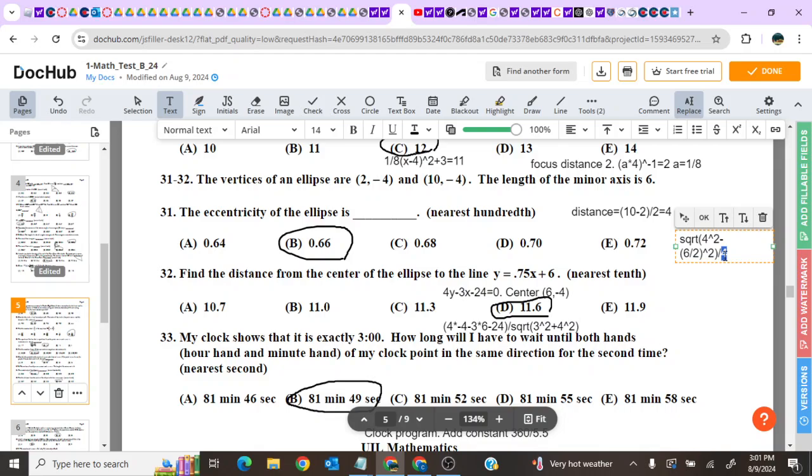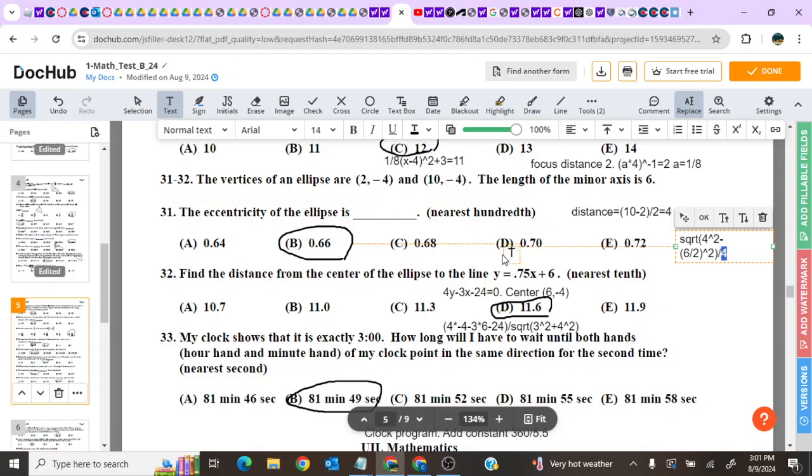And then find the distance from the center of the ellipse to that line. Well, we've done plenty of this stuff, distance from points to lines for standard form, so we have to convert this to standard form. So 4y minus 3x minus 24 is equal to 0, and the center of the ellipse isn't very hard to find. It's (6, 4). Center of your x's, and the y stays the same.